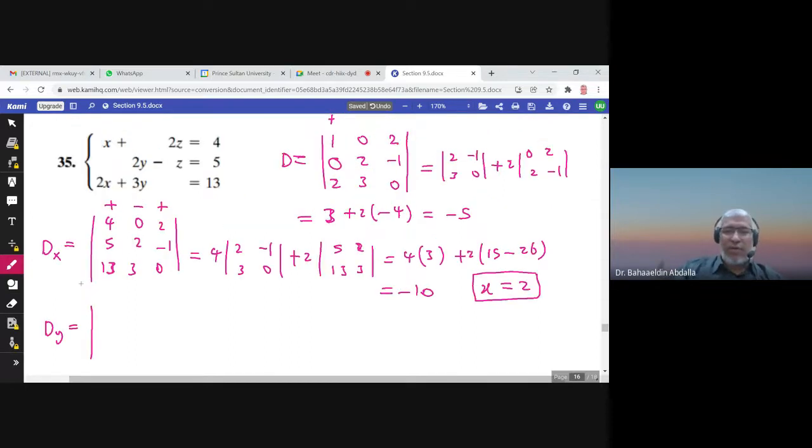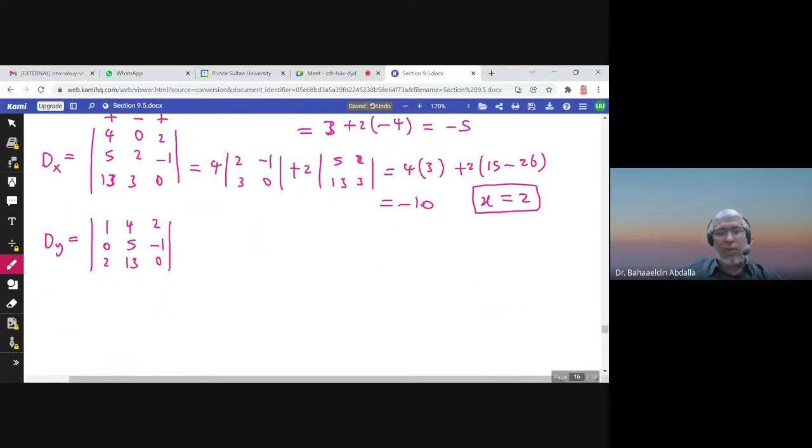Dy. I go to D, I write the first column as it is. I replace the column of y by 4, 5, 13. And I write the column of z. Now let me choose the first column or the last row. Okay, the last row, plus, minus, plus.